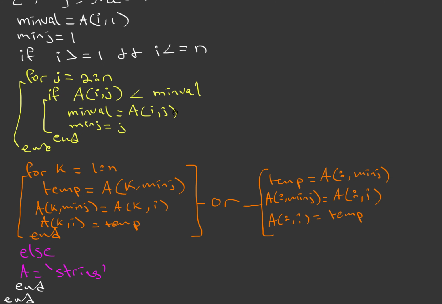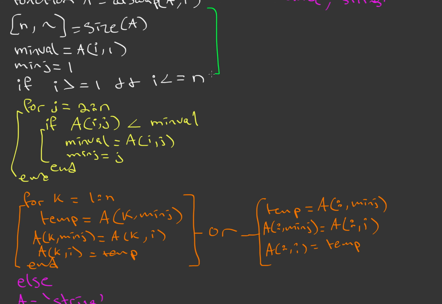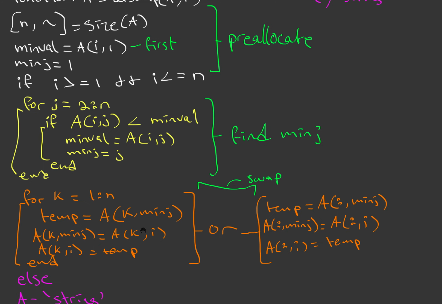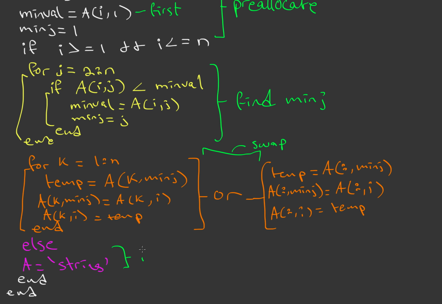So to reiterate what we just did, we pre-allocated values. So we pre-allocate here, and we use the first value instead of 0. And then what we did here was find min j, our column index, as to where the minimum value is found. And then we're going to swap our columns. Else here, we're just going to say I is not in range. And that's all there is to this function.